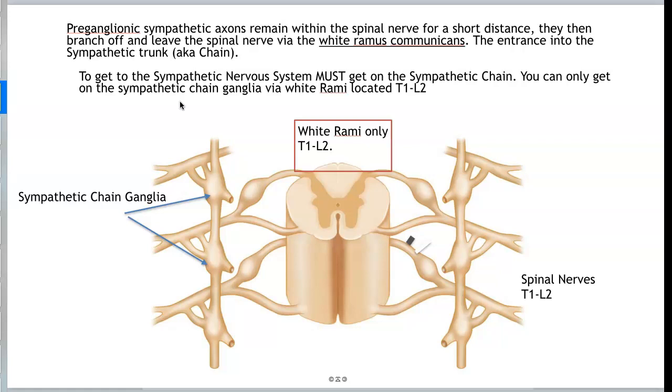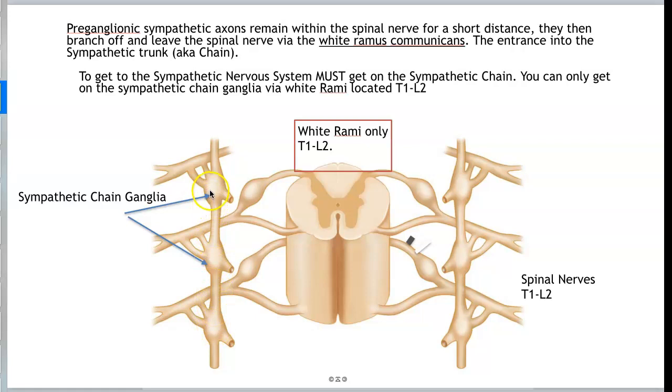Now, let's have a look at this picture. This is going to add to it. So we said the preganglionic axons are going to leave through the ventral root. They're going to go into the spinal nerve, and they're going to enter through the white ramus communicans. This is the white ramus. And it's going to enter into this structure. This is the sympathetic chain ganglia. You'll be seeing lots of pictures of this. These are ganglia.